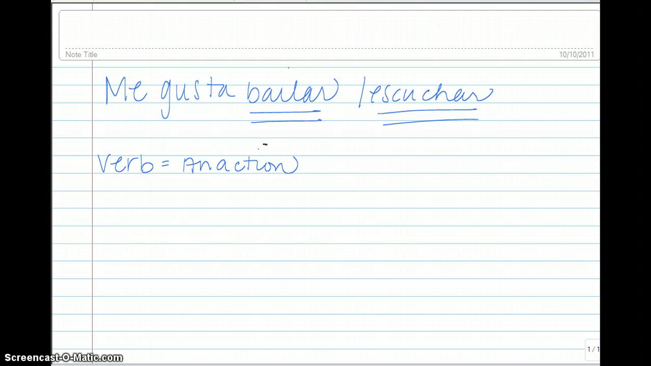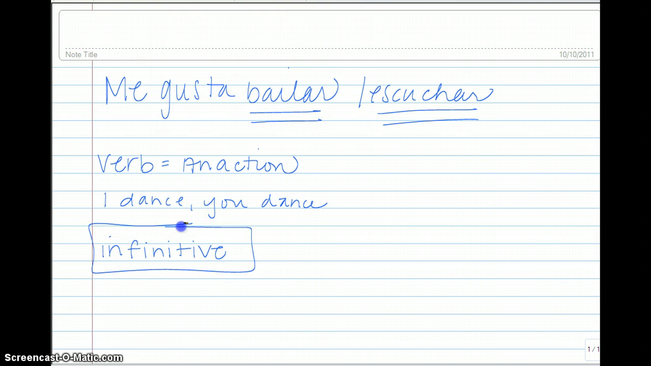So, for example, I dance, you dance, etc. The most basic form of a verb is called the infinitive. This is going to be a super important word, and you're going to see this over and over and over again. So if you don't take anything away from this, make sure that you do take away that word.